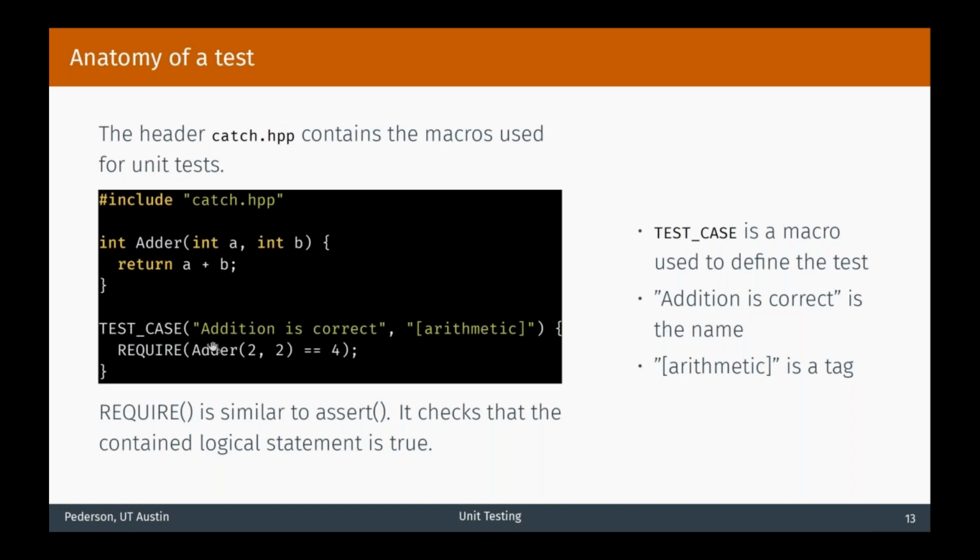And then in here we have that if you add 2 plus 2, you should get 4. This is similar to an assert, if you're familiar with asserts in C or C++. It checks that the contained logical statement is true and it'll report an error if it does not.